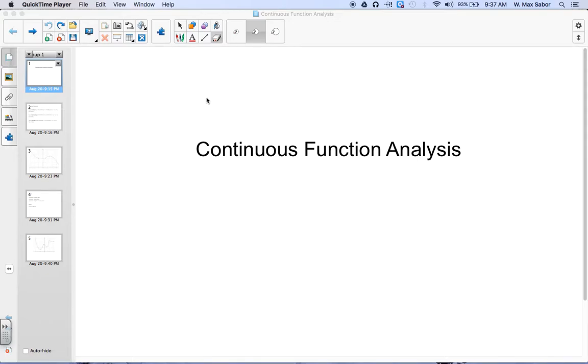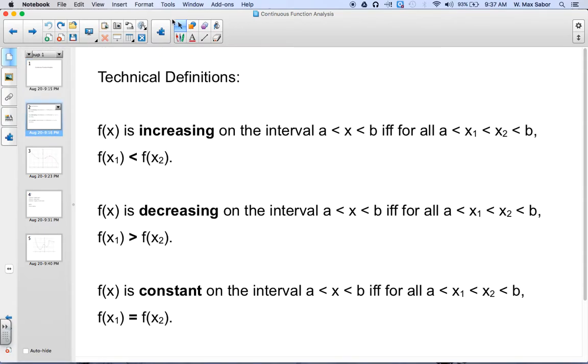Hi guys, today we're going to be talking about continuous functions and one method of analyzing them. The first thing we're going to talk about is increasing, decreasing, and constant. You've seen that this is increasing, this is decreasing, and this is constant.